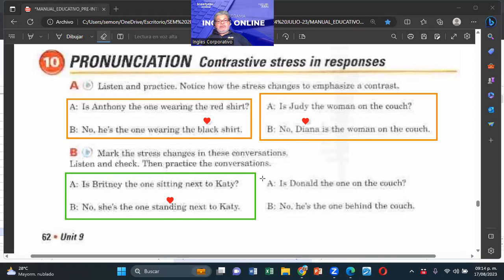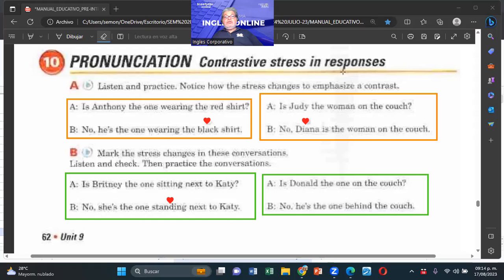Then the second example. Is Donald the one on the couch? No, he's the one behind the couch. Where is the stress in the answer? Behind. It is on behind, yeah? You make a different intonation to emphasize that Donald is not the one on the couch, but the one behind the couch. Yeah, just to practice this intonation.